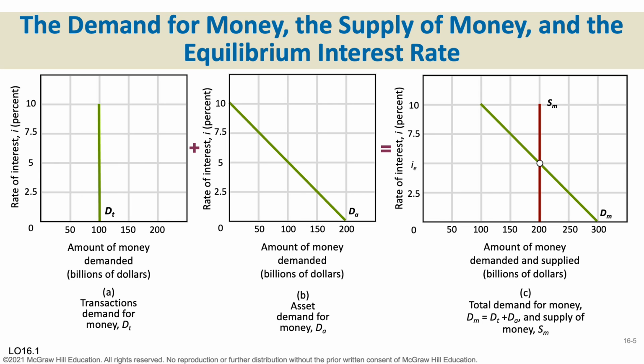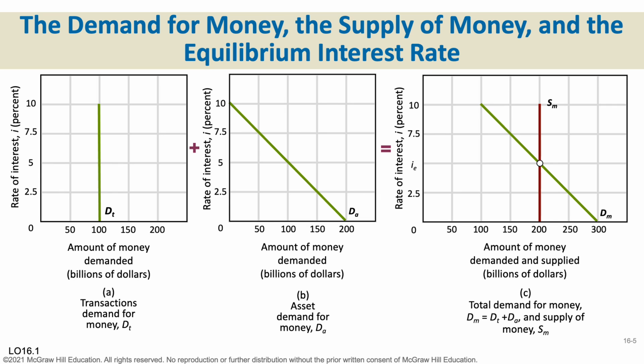You're not going to have to graph this, so that's really maybe more detail than you want. But I do need you to understand that there's a total demand for money that's made up of both transaction and asset demand. Now, let's look at this red supply of money.